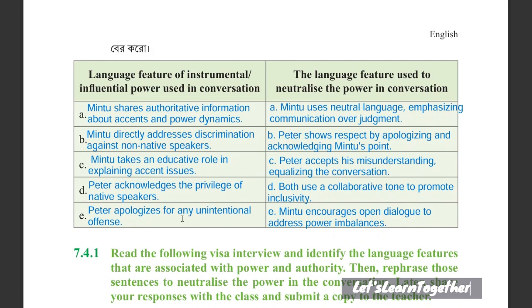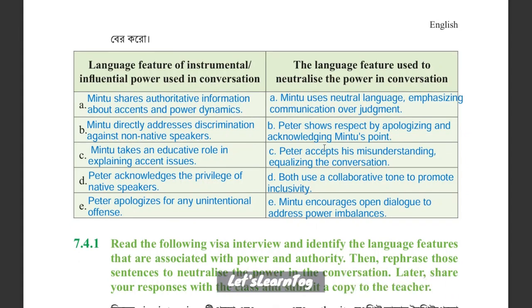But then again, Peter apologized for any unintentional offense. That means Peter apologized to Mintu for somehow hurting him with his words, though Peter didn't mean to do it. Still, Mintu felt a bit offended by what Peter said about not being able to understand his accent. So then Peter apologized to him.